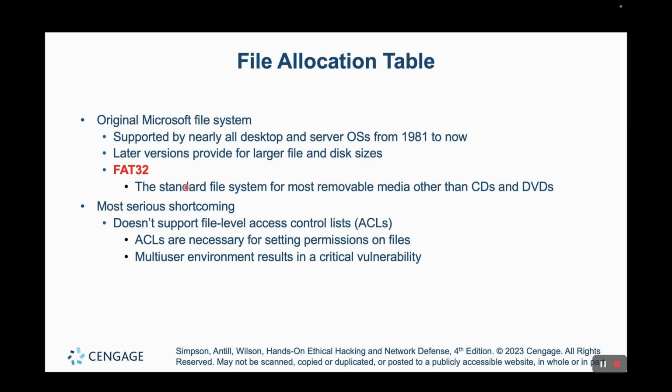Now let's look first at the File Allocation Table, the FAT. FAT is old, and this is the original Microsoft file system. It has been supported by nearly all desktop and server based systems from 1981 until now. Now, the later versions provide support for larger file and disk sizes. For example, FAT32 is the standard file system for removable media.